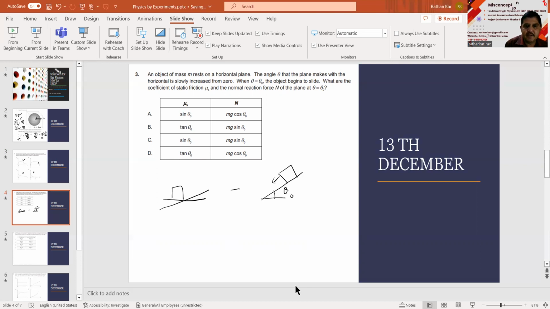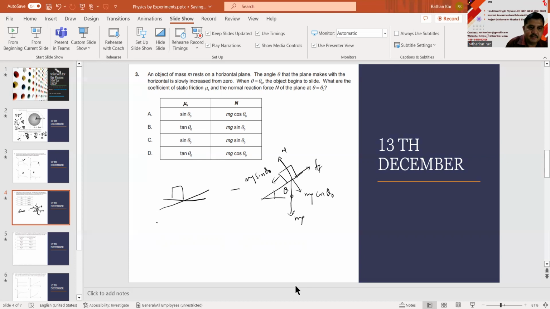What are the coefficient of static friction mu s and the normal reaction N of the plane at theta equal to theta naught? What is static friction? Static friction means the object does not move, right? So this is my normal force, this is my mg cos theta 0, this is my mg, then this is my mg sin theta 0, and this would be my frictional force.